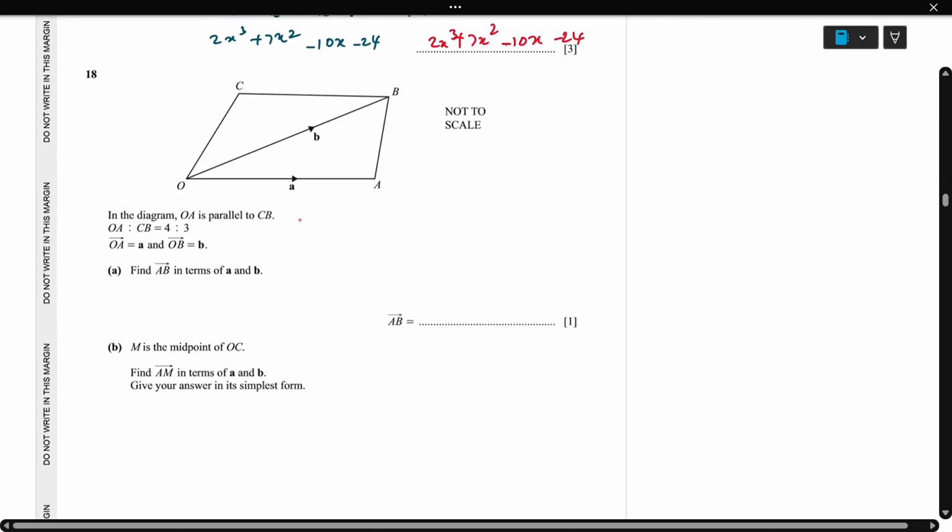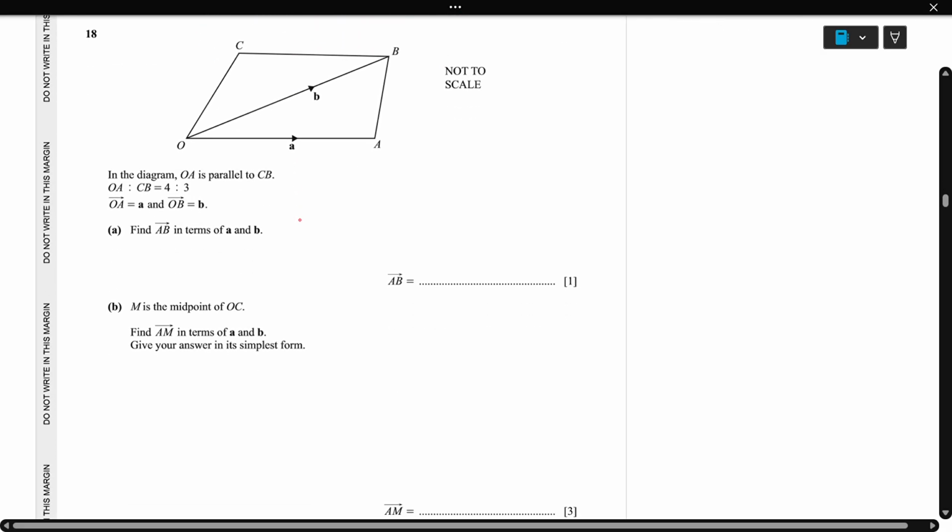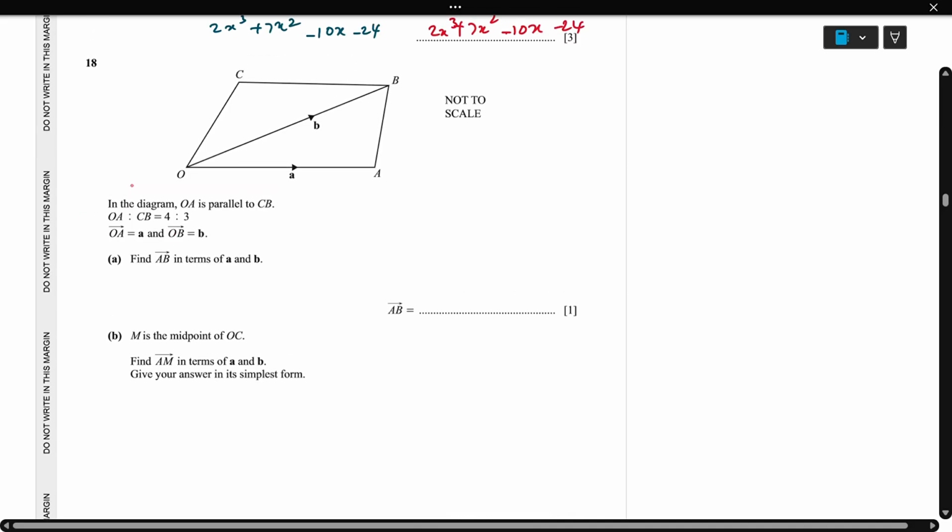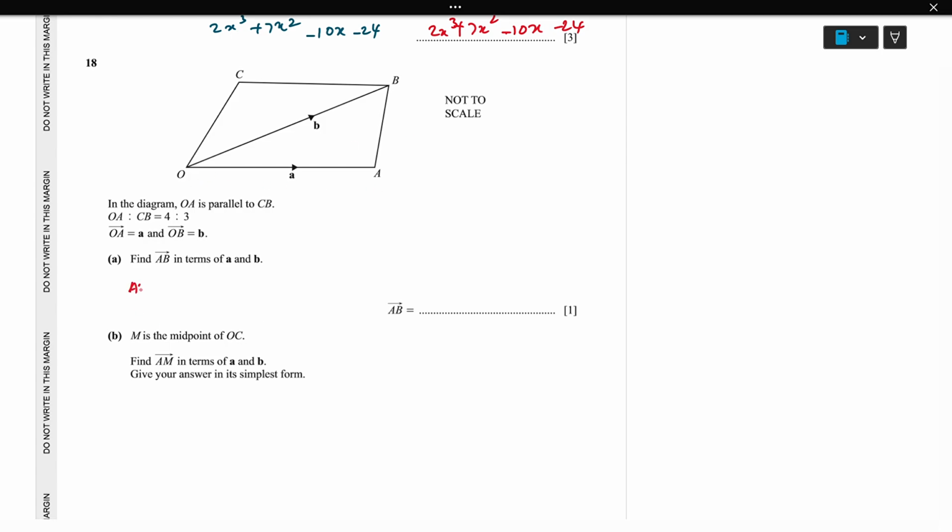Next, question number 18 is a vector question. Find AB from here. A to B, so we go A to O and O to B. So vector AB equals vector AO plus vector OB. AO is the opposite way, so we take minus A plus B. So minus A plus B is the answer. Next, M is the midpoint of OC. Find AM.